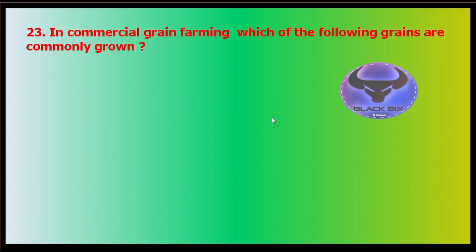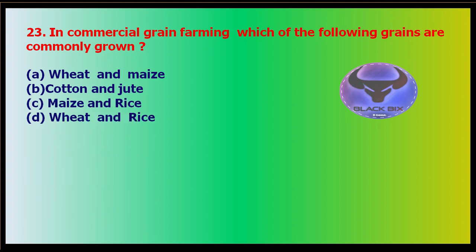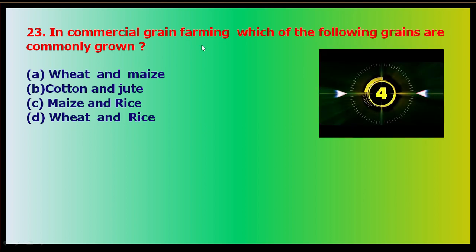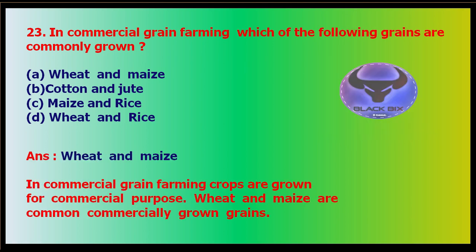Moving to question number 23. Question number 23 is, in commercial grain farming, which of the following grains are commonly grown? Which grains are grown in the commercial grain farming? Is it wheat and maize, or cotton and jute, or maize and rice, or wheat and rice? And your time starts now. What is grown in the commercial grain farming? Right, correct answer is wheat and the maize.